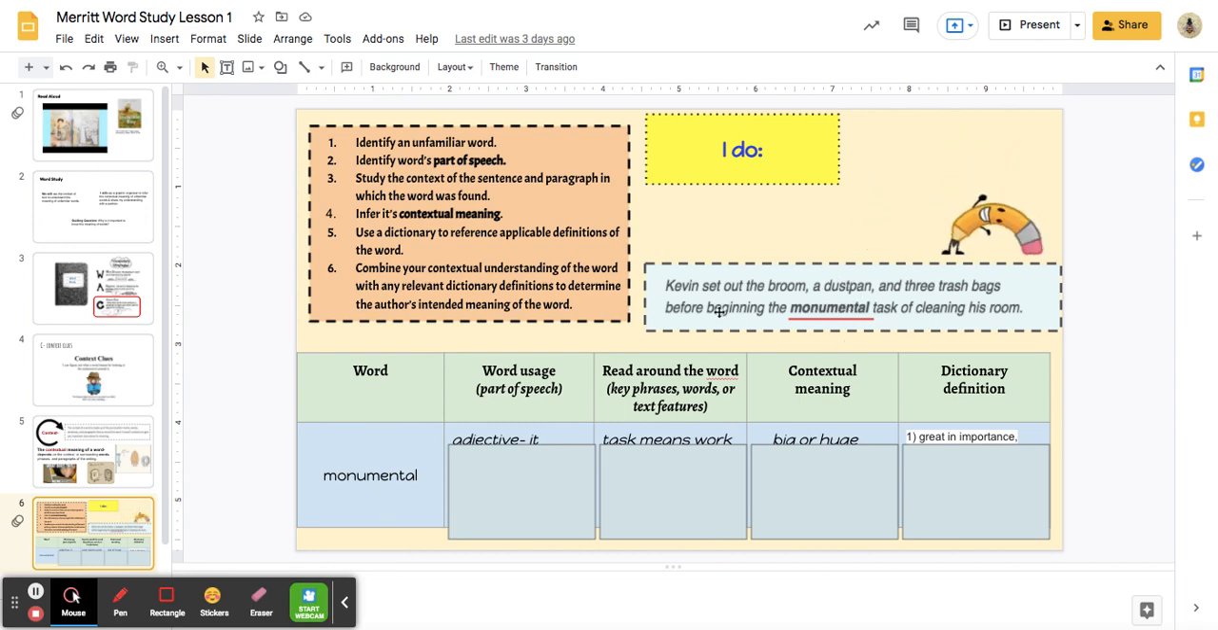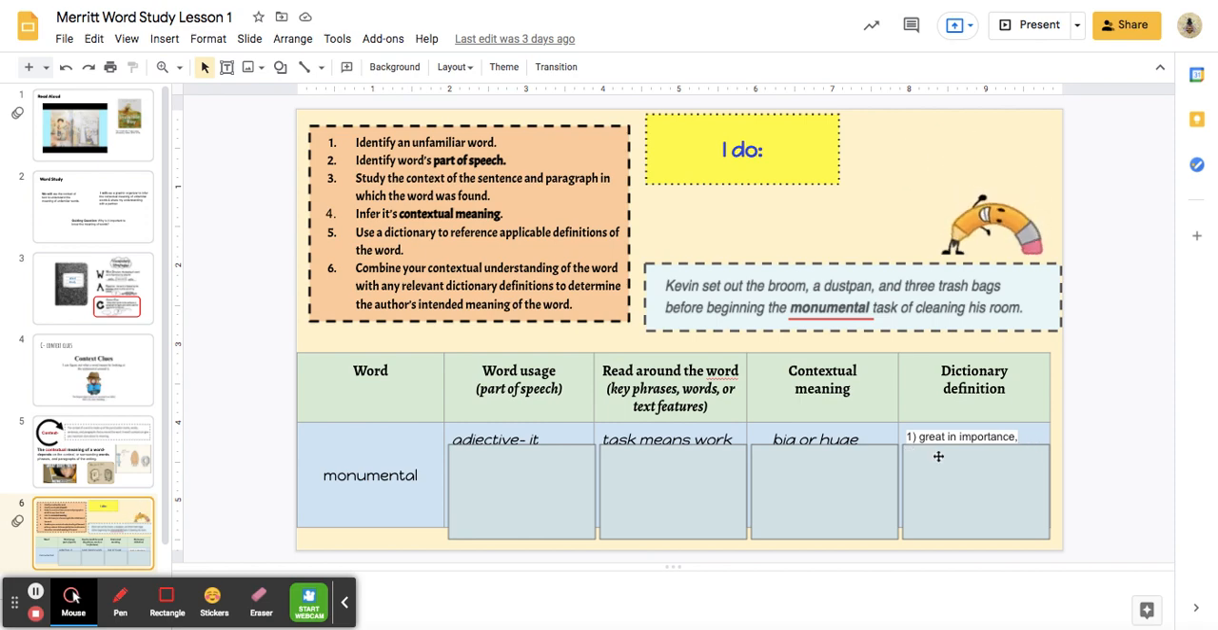This is our sentence. Kevin set out the broom, a dustpan, and 3 trash bags before beginning the monumental task of cleaning his room. So the word is an adjective. I'm telling you because you'd have to look in the dictionary to find out what it is. And then it says read around the word, look for key phrases, words, or text features. So if I read around monumental, I see broom, dustpan, 3 trash bags, and cleaning his room. Those tell me that monumental is a big or huge task.